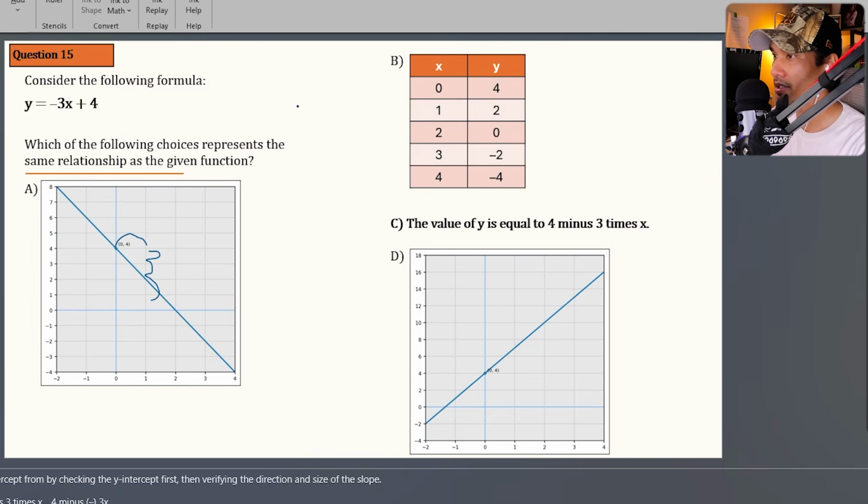Okay? And then we just start, for the table, plugging numbers in. For this, just counting the rise over run. And for this, you're going to need to be able to identify and read the word version of the formula. Okay?